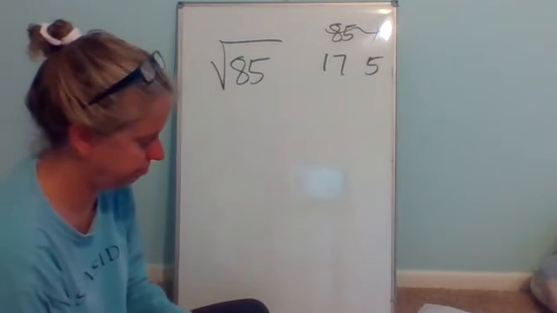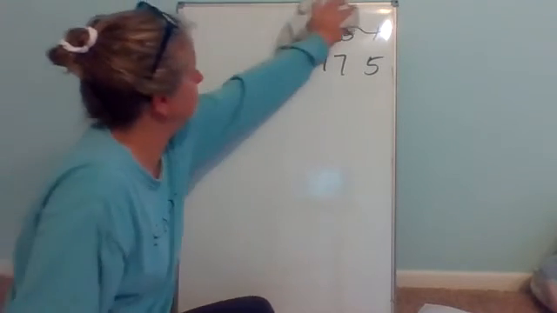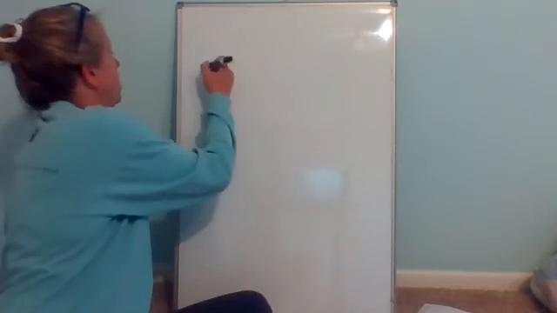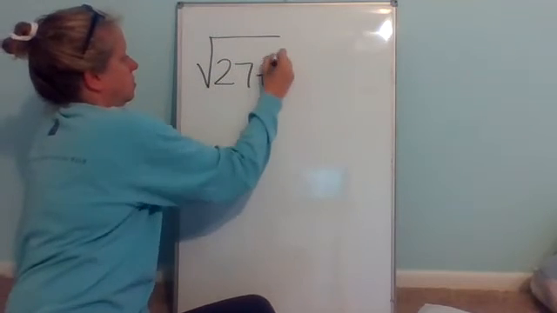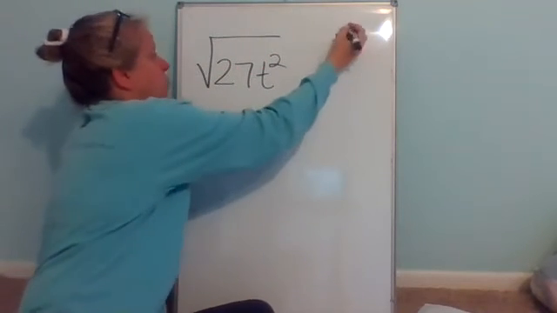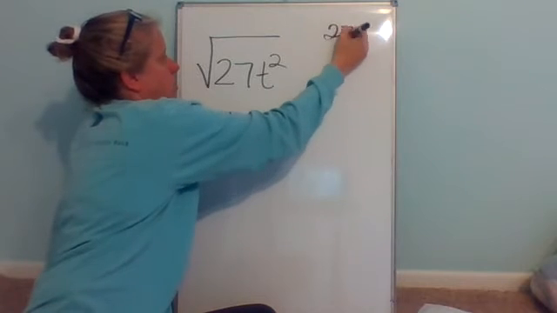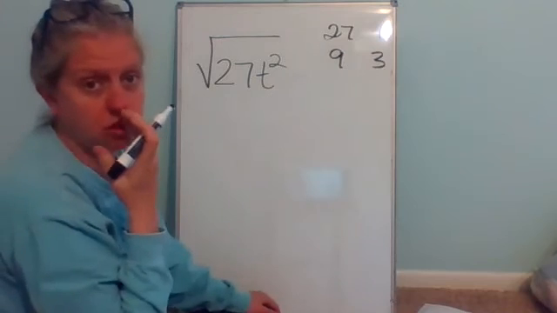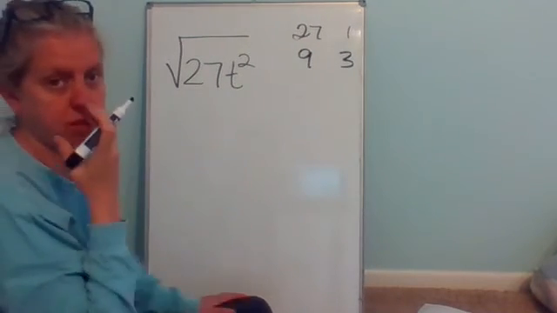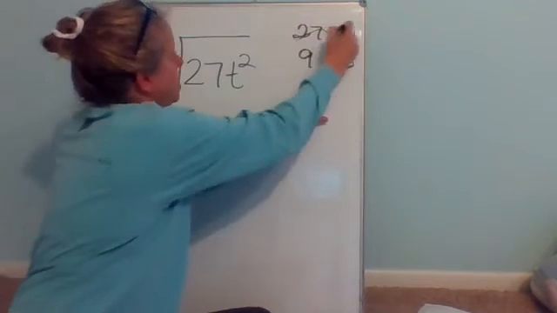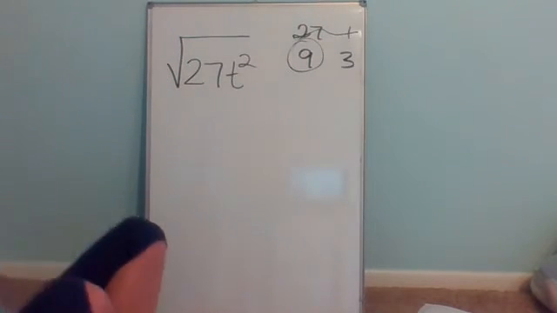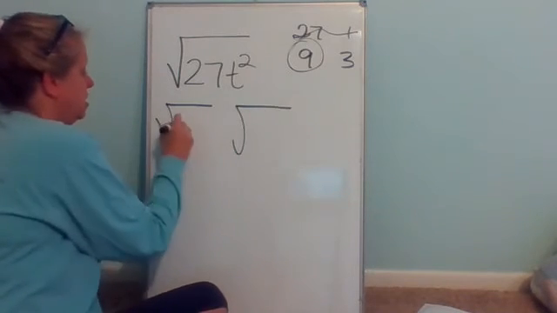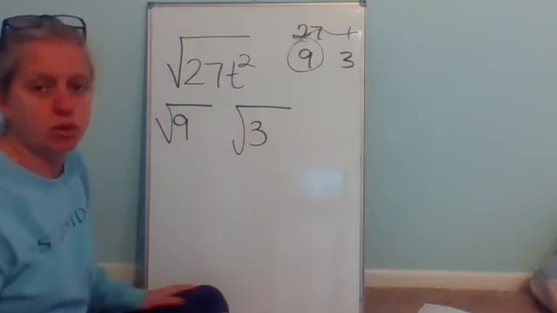Right, number 9. The square root of 27t squared. Okay, so 27 is not a perfect square. So let's see, 27 times 1. And the only other way to get it is 9 times 3. Not counting this. There's my perfect square. So I can simplify this. If you have a perfect square, you can simplify. So let's break it apart. 9 is my perfect square. 9 times 3 is 27.